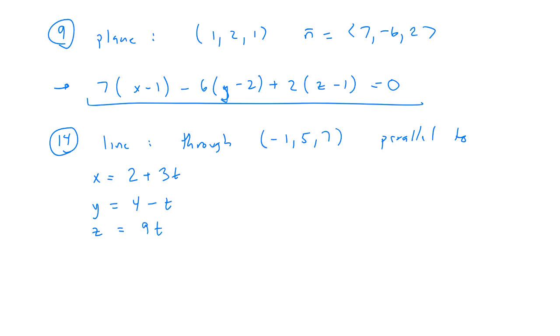So here, kind of going the backwards way partially. Here I want to get the equation of a line that's through the point -1, 5, 7, and parallel to the line given in the parametric form here. So here the first part is we have to get the vector. What is a vector that's parallel to the line?